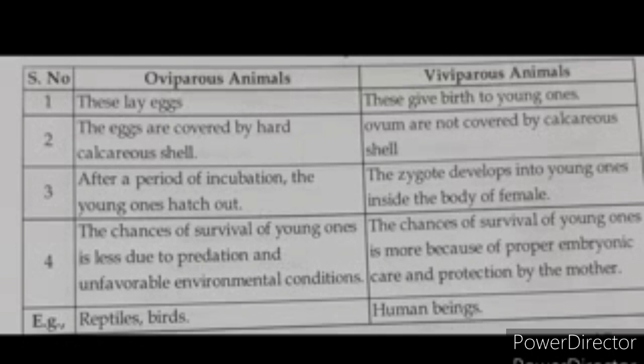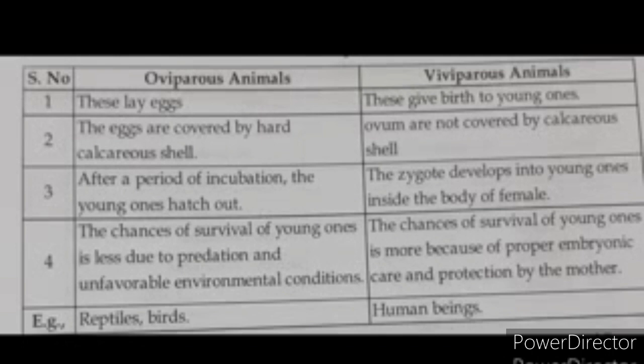In oviparous animals, what will happen? The fertilized eggs covered by hard calcium shells are laid in a safe place in the environment. After a period of incubation, the young ones hatch out.